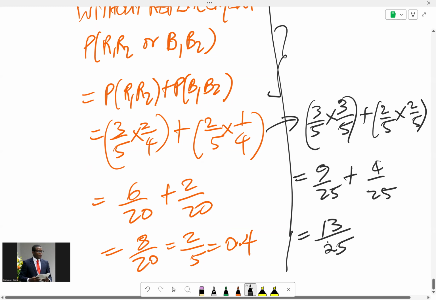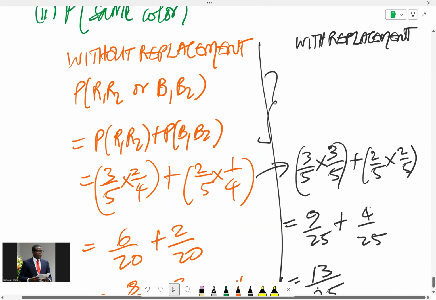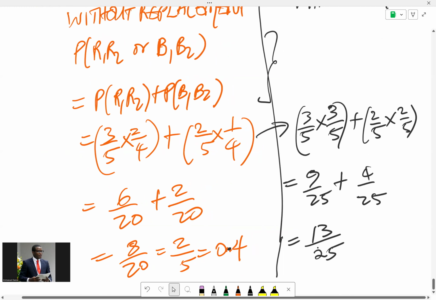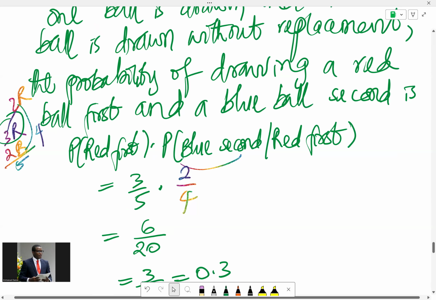So the chances are less when there is replacement, because it's more like an infinite supply, so the balls are always the same. Okay, so this is how to do dependent events with or without replacement.